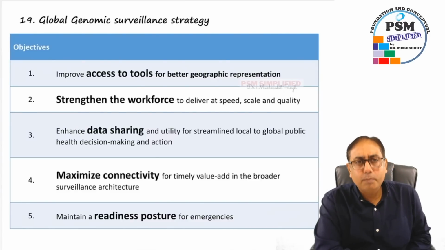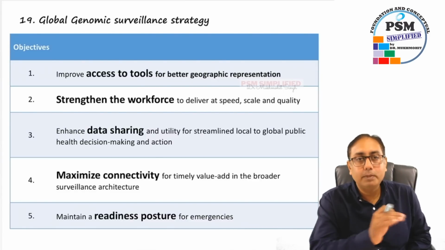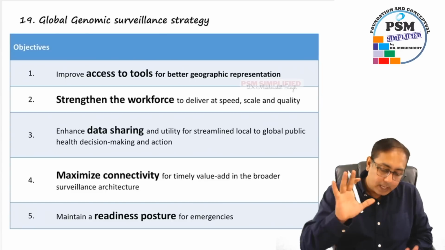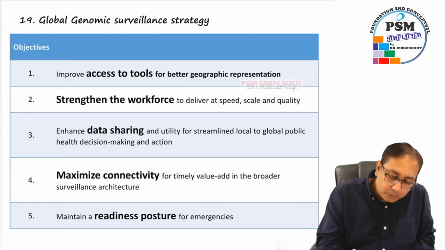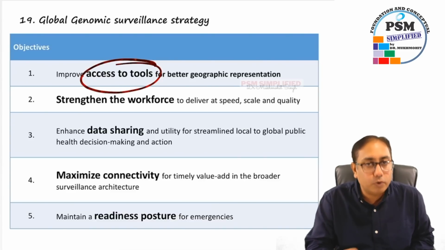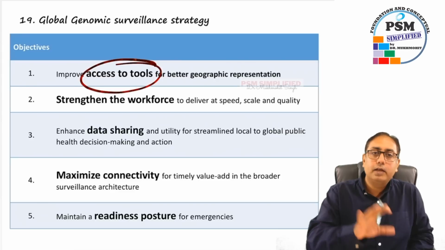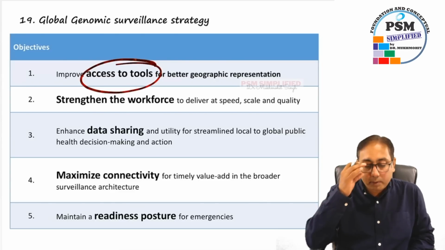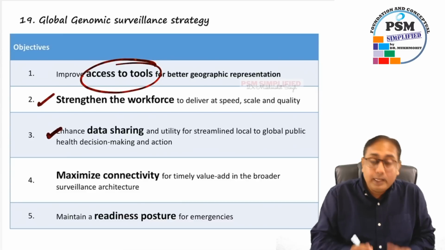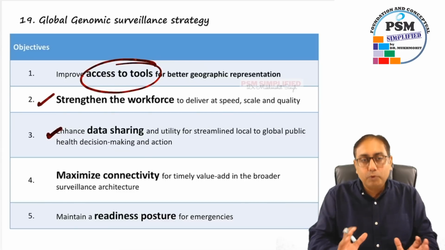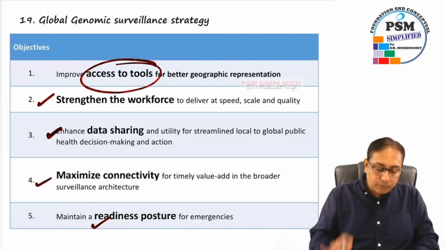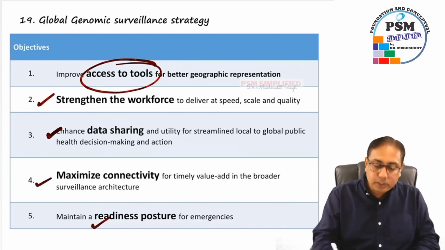Point number 19, what is the global genomic surveillance strategy? The GGS strategy has 5 objectives. That there should be more access to tools for better geographic presentation. That is the reason I had been teaching you about the choropleth graphs. So what are choropleth graphs? They are tools for better geographic presentation about the burden or intensity of disease. To strengthen the workforce and to enable data sharing, more GIS software, more data sharing to be happening, maximize connectivity and readiness posture. That is what are the 5 objectives of the global genomic surveillance strategy. It is for 10 years.